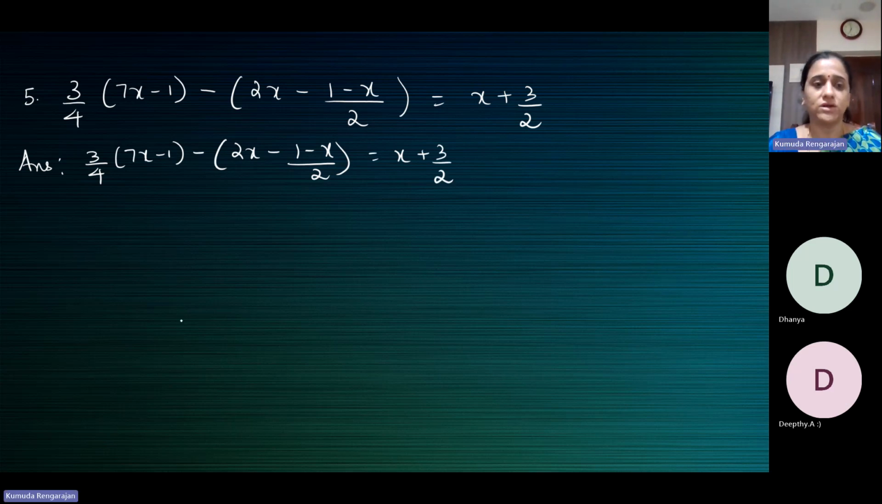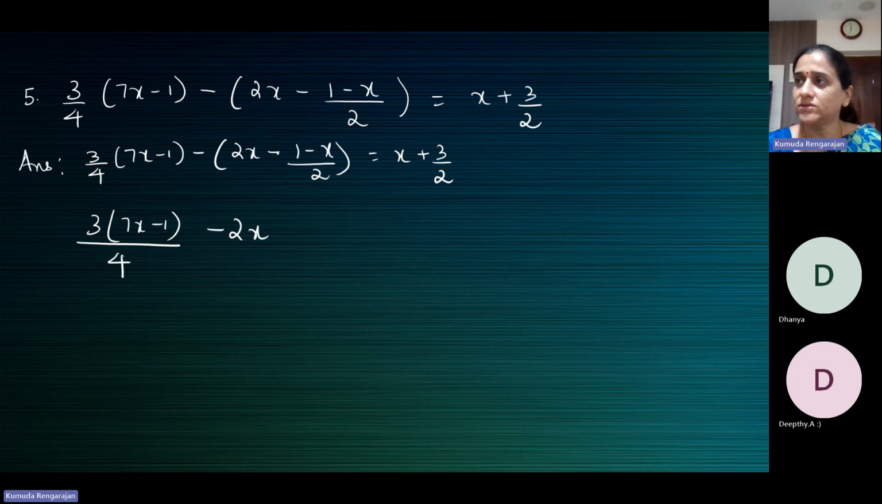That is the equation again. Now here what we can do is, what is 3 by 4 into 7x minus 1? You can also write it as 3 into 7x minus 1 by 4. Now open the bracket here. So it will be minus into 2x, minus 2x. Minus into minus plus 1 minus x by 2 is equal to x plus 3 by 2. We have just opened the bracket, nothing else.